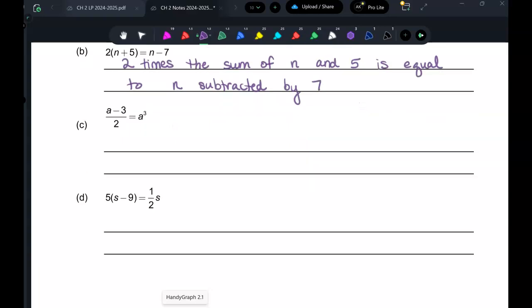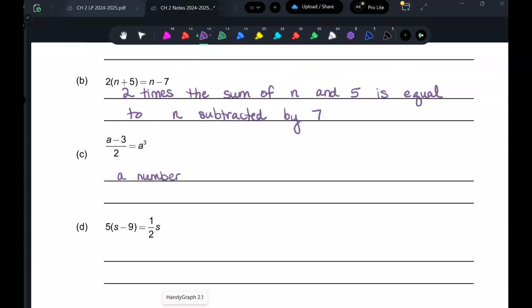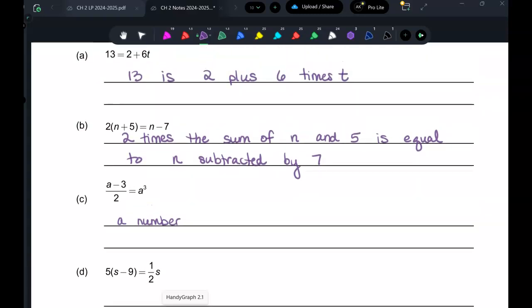Okay, Aaron, go for it. A number a minus 3 divided by 2 is equal to a number a cubed. Can you go slower? Please, Aaron? A number a minus 3 divided by 2 is equal to a number a cubed. You said is equal to? Yeah, number a cubed.